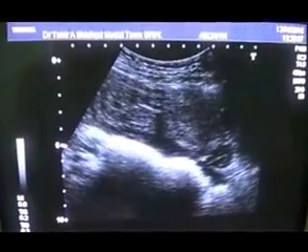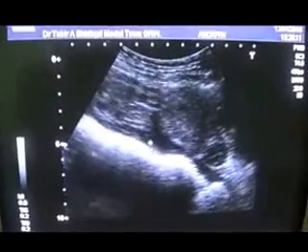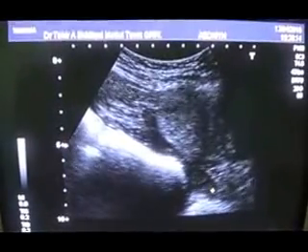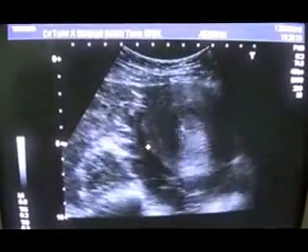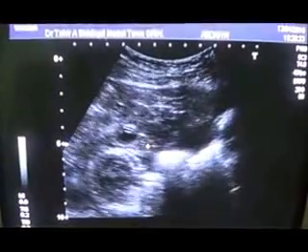Now when I move the probe, this is fluid. This is fluid tracking down in the pelvis. This is pelvic cavity fluid which tracks down posterior to the uterus here in the pelvic cavity. This is all fluid. Then I maneuver the probe towards the right adnexa.